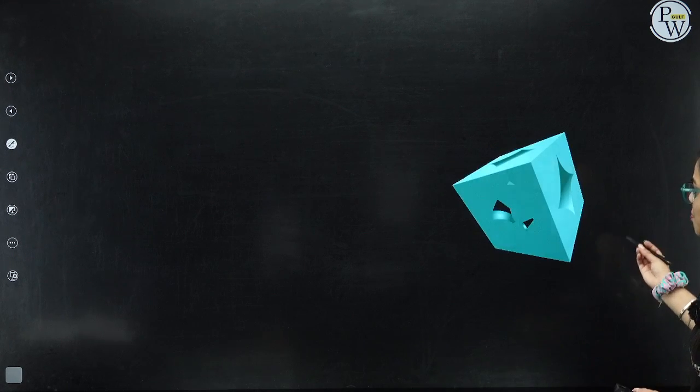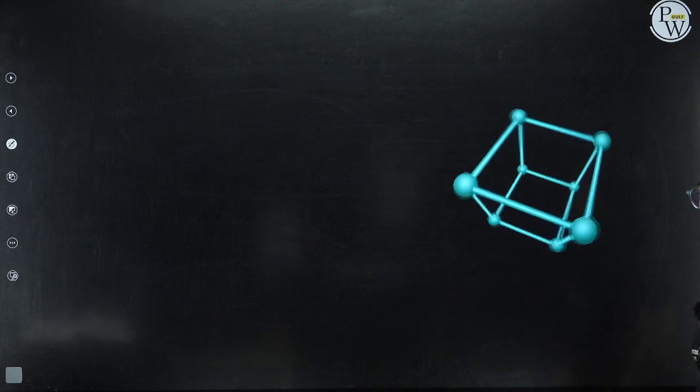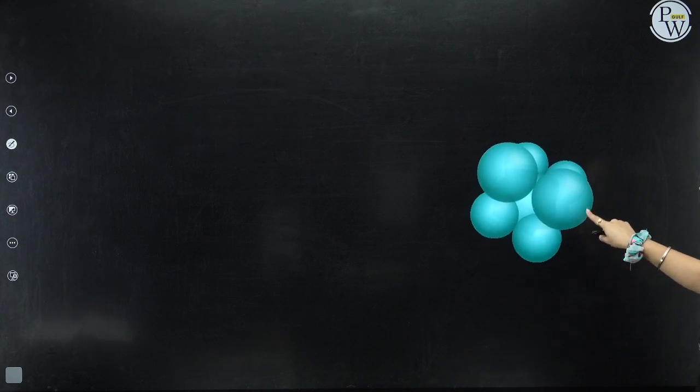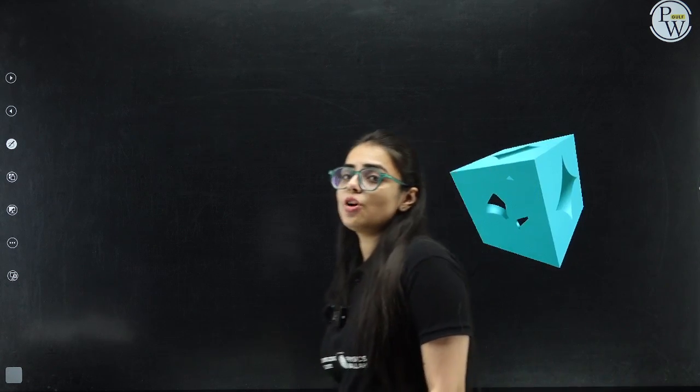You have replaced particles and you have kept atoms on it, right? See, these are the lattice points. You have kept the atoms on them. Now, what is this type basically? This is your primitive unit cell.